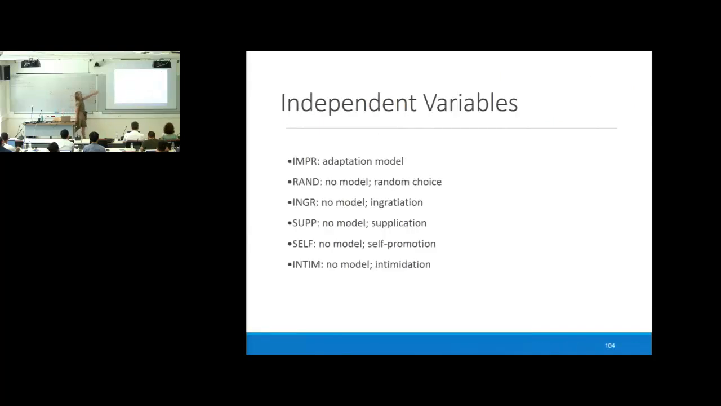In this study, the independent variables were the adaptation models, which at every speaking turn select which conversational strategy to use. In all the other conditions, in the random condition, there were no models. It was choosing the conversational strategy randomly. In the ingratiation condition, there was no adaptive model because it always chose the same conversational strategy, and the same for the other conversational strategies.